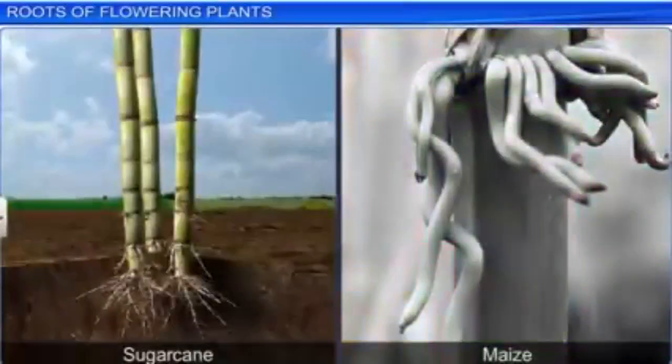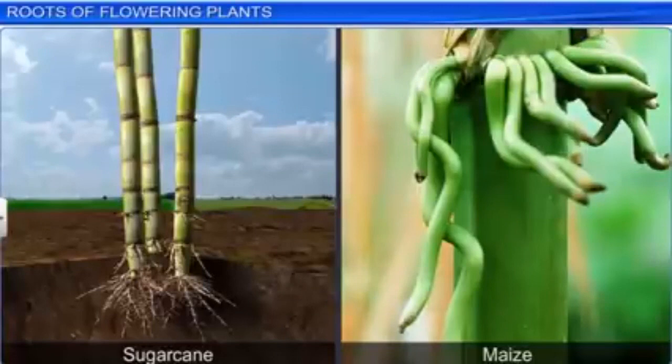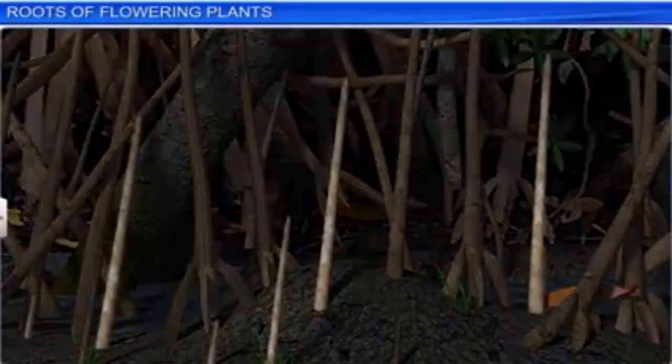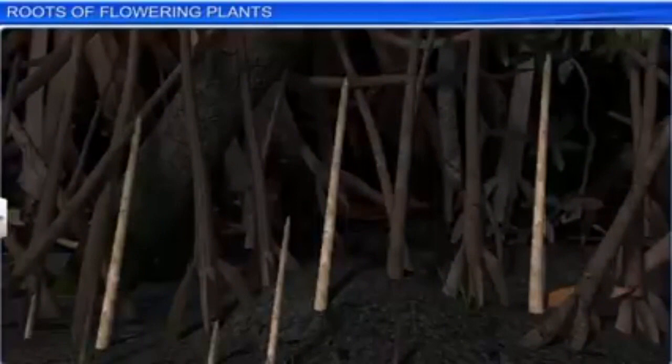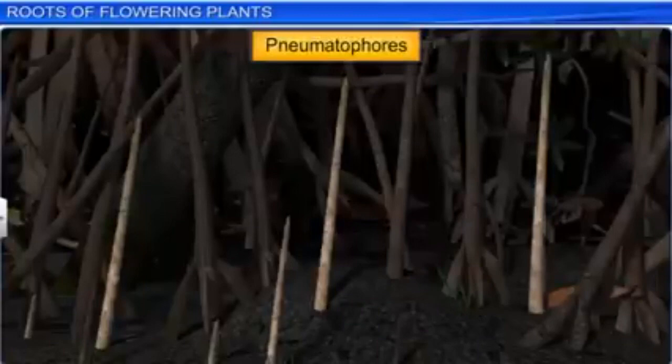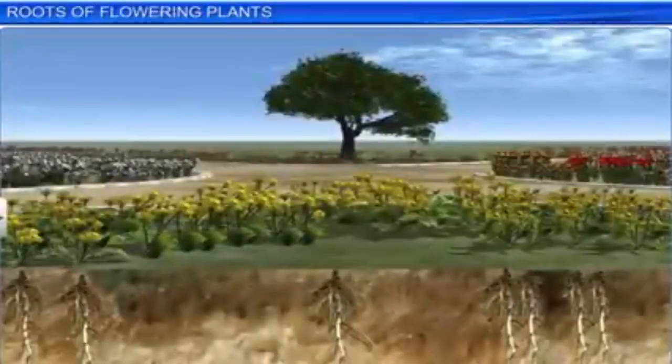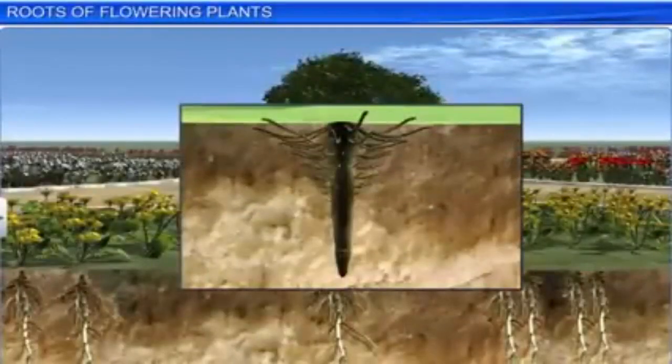In plants like sugarcane and maize, the roots emerge from the lower node of the stem to support the plant. These roots are called stilt roots. Roots also modify themselves to help get oxygen for respiration. Such roots are called pneumatophores and are seen in plants like Rhizophora that grow in swampy areas. Therefore, the root system forms an important part of a flowering plant.